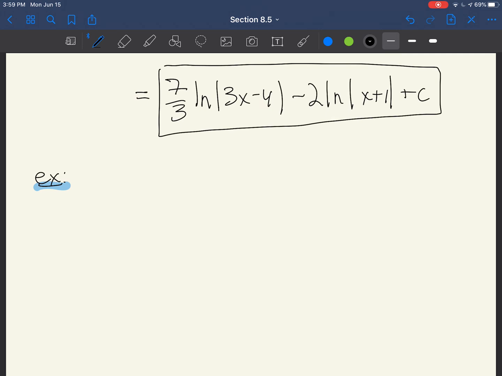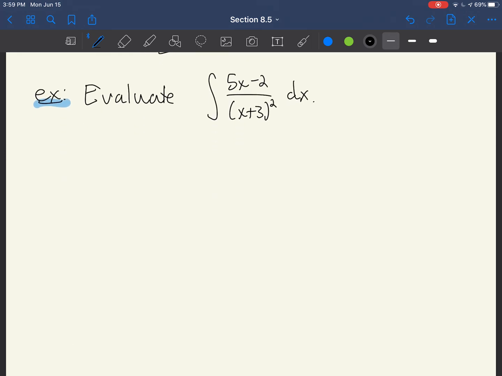Okay, next example. I said there was a lot of nuances to this partial fraction decomposition, so we're going to start seeing those. So nuance number 1, let's evaluate the integral of 5x minus 2 over x plus 3 squared dx. Notice we have the same term. So this is x plus 3 times x plus 3. That is what the squared means. But because it's the same term, we have to do something different with our partial fraction.